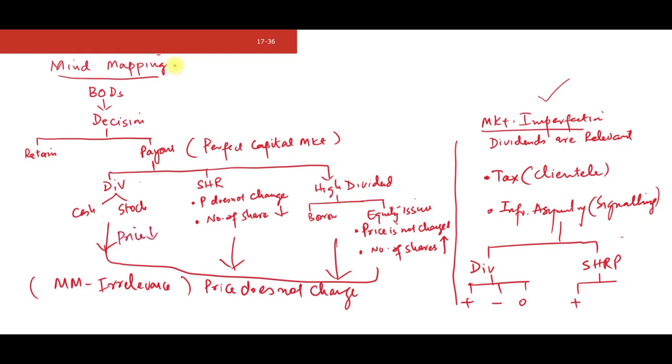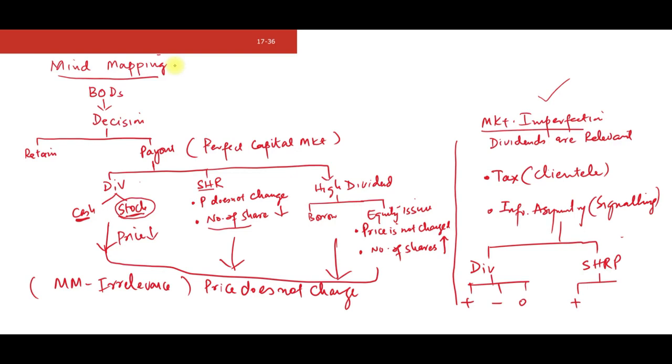The price would decrease, but if the company is doing share repurchase, the price does not change and the number of shares would increase. When the company is paying cash, the number of shares would remain constant, while if the company is doing stock dividend, of course the number of shares would also increase. When the company issues stock to pay dividend, the number of stock would increase. And for a high dividend, we can borrow or we can issue equity. So price does not change in any other form. When the price does not change, we call it MM irrelevance.